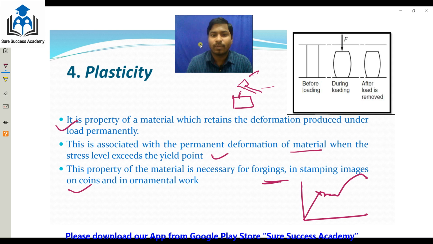Deformation is permanent here, but in elasticity the deformation is temporary. So plasticity is defined as the property of the material by virtue of which, if you apply a load, it will deform, and it will retain the deformation even after the removal of the load. That property is called plasticity. It is a permanent deformation. This property is necessary in forging, coining and ornamental works.